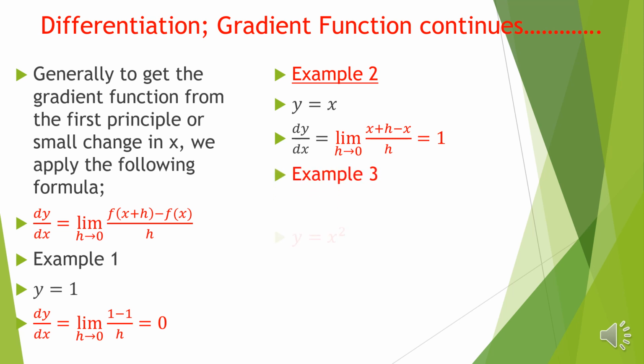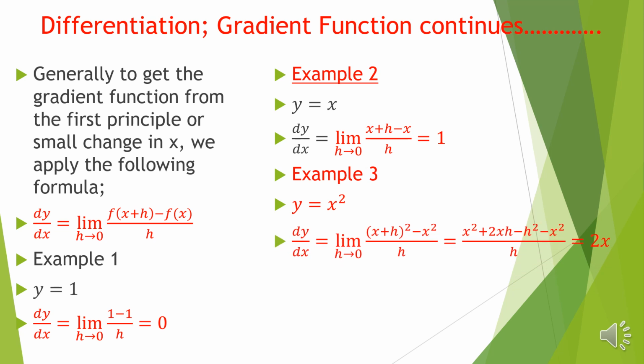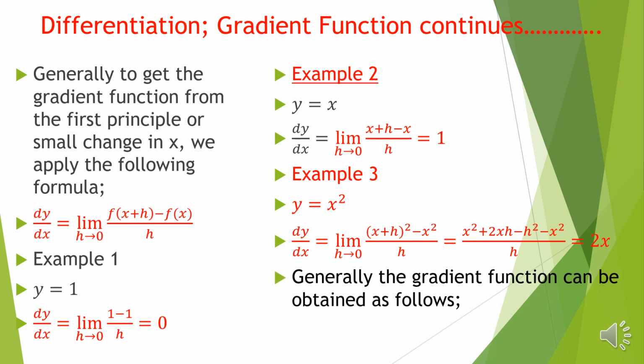Example 3: we have another function here, which is y equals x squared. From this function, I can substitute it back into the formula here, and it will give me x plus a small h, squared, minus the function itself, over h. If we expand this and cancel out, then take the limit as h goes to 0, again we get 2x. Now we can also do the same by generalizing from the three examples as follows, that generally the gradient function can be obtained as follows.